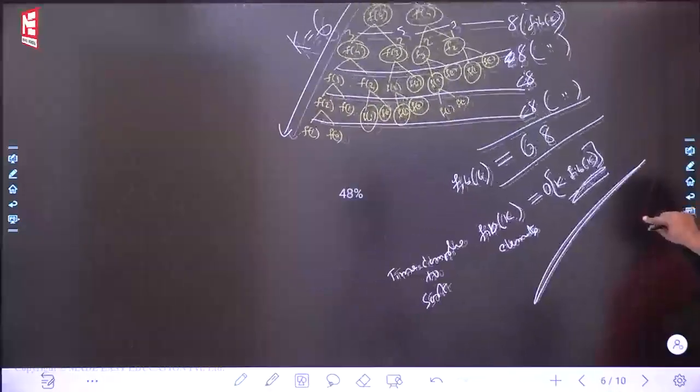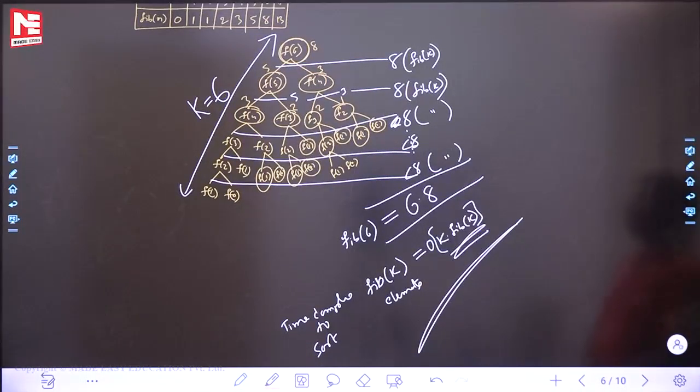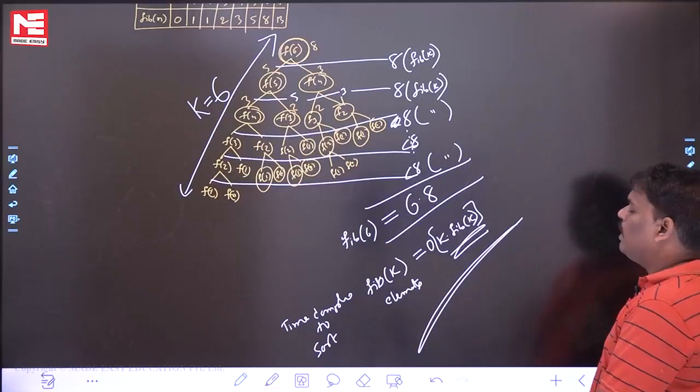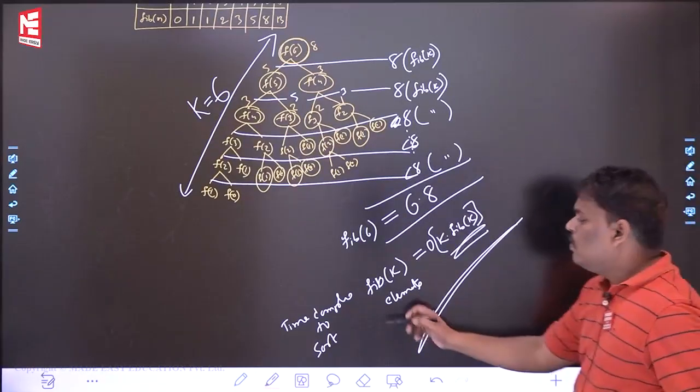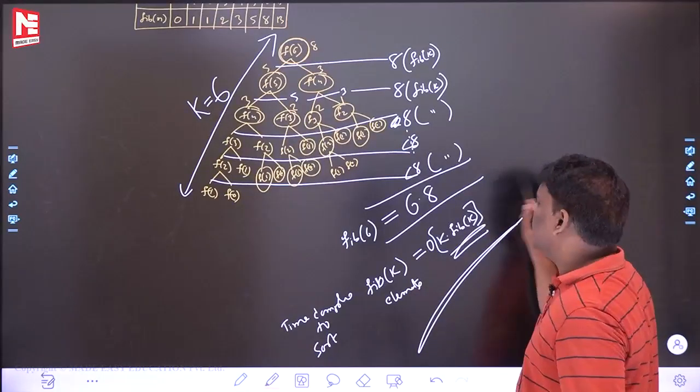Check properly, if anyone has any small doubt also. Can you say Fibonacci of 6 elements I want to sort using this particular story? How many levels? 6 levels. What is every level's cost? 8. So total cost is 6 into 8. Similarly, Fibonacci of k, how much? k into Fibonacci of k. So the time complexity to sort Fibonacci k elements is k into Fibonacci of k.